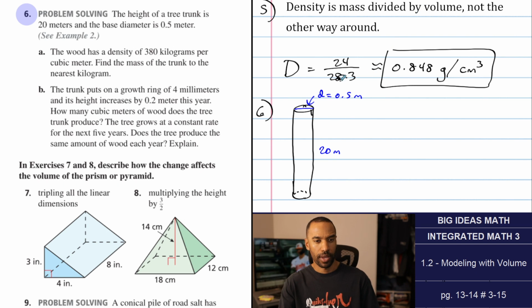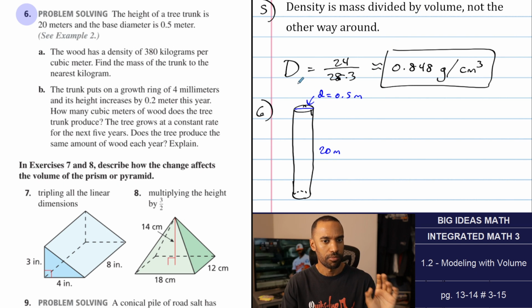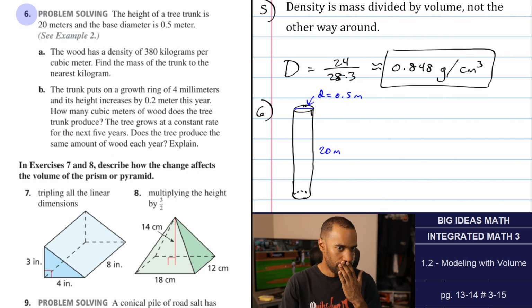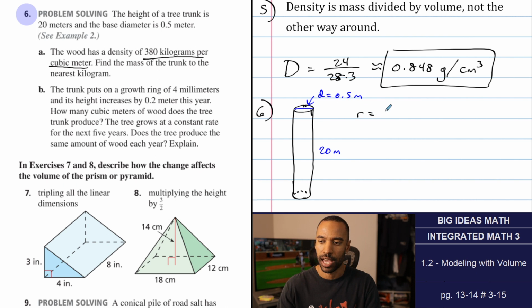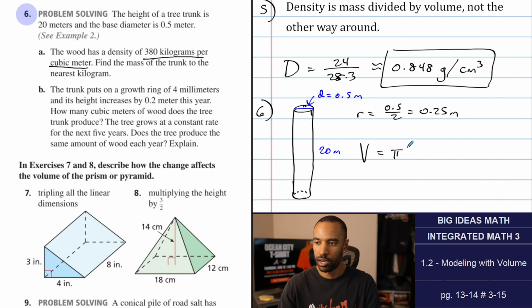Now we're going to need the radius for this. Let's make sure we're doing it in terms of meters. The density is 380 kilograms per cubic meter, and they want kilograms, so no unit conversions. We're going to stick to what they give. The radius is half the diameter, which is 0.25 meters. The volume of this tree trunk is pi r squared, area of base, times height.